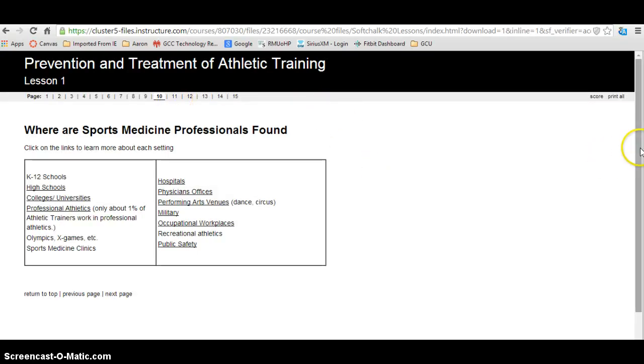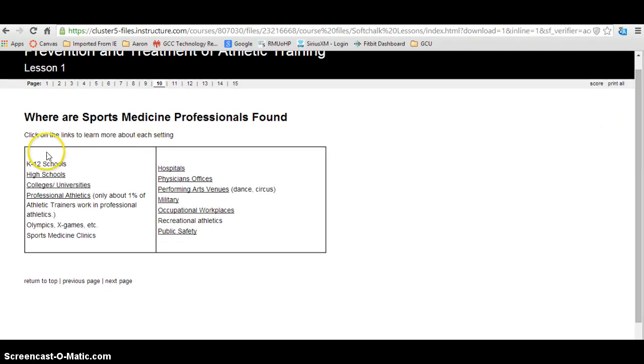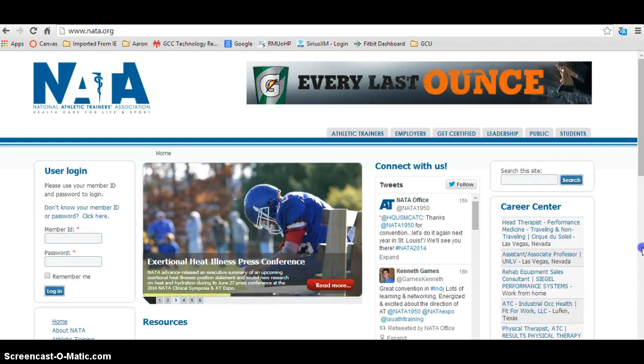So where do you find people practicing sports medicine? Well, everywhere. K through 12 schools are becoming more and more common. High schools are a big part where athletic trainers are found. Colleges and universities have multiple athletic trainers on staff, or other people practicing sports medicine: physician assistants, doctors, physical therapists, etc. We are in professional athletics, but only 1% of athletic trainers work in professional athletics. It's a very small amount. There are goods and bads. You can go to the NATA website and find information on all of these settings.